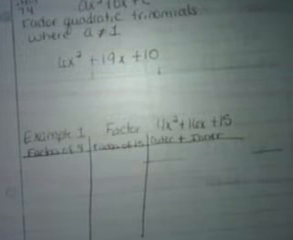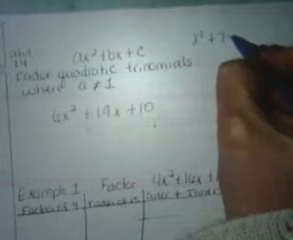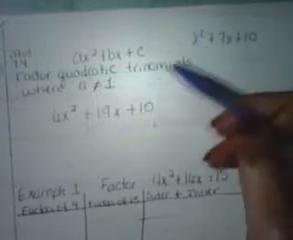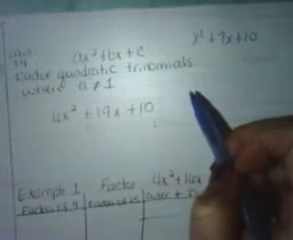Yesterday we started factoring quadratic trinomials. We factored a trinomial such as x squared plus 7x plus 10. It's quadratic because your x is squared. It's a trinomial because we have three terms.